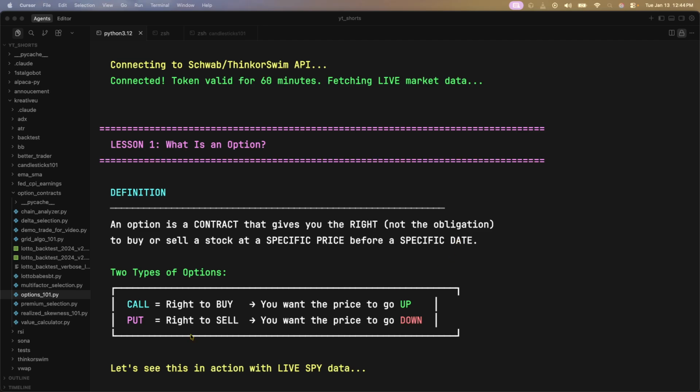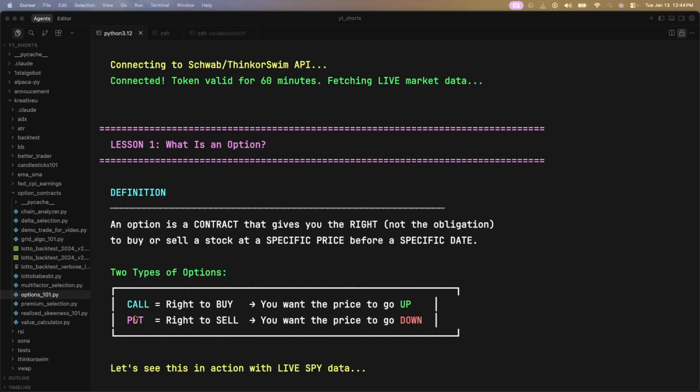Now, there are two types of options. There's a call option, which gives us the right to buy, and we think that the price is going to go up, or we're bullish on the market. So when we buy call options, we normally have a tendency to be bullish on the market. I want you to be comfortable with that term now, because we understand that we think the market is going to go up.